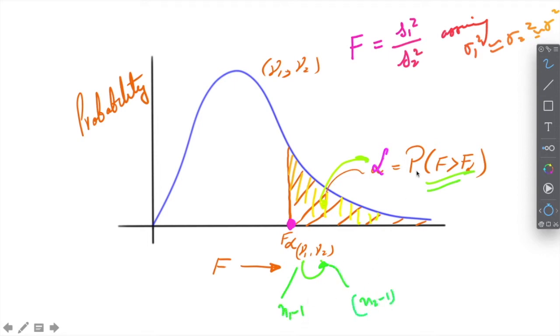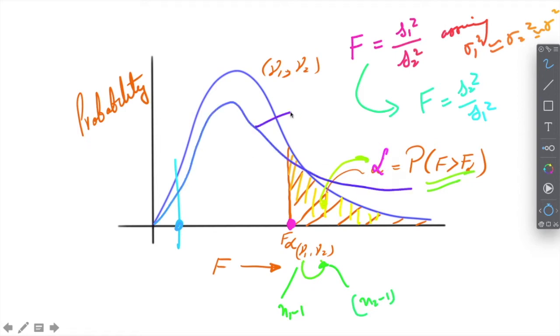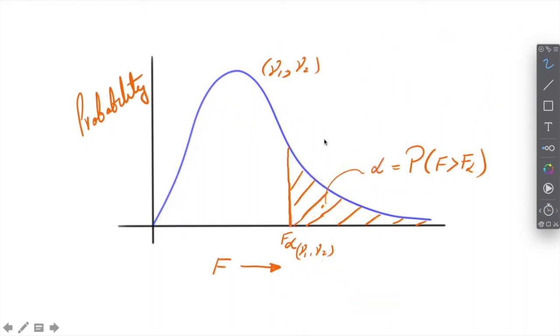If you reverse the sequence, definitely this will be reversed. This f will be s2 square upon s1 square. In this case, this value will go somewhere here, because values will be very small. So the situation will be different, and you will have another distribution with nu2 comma nu1. Suppose this was 3 and 4, it will be 4 and 3. So that is the relationship of alpha, f, nu1, nu2.